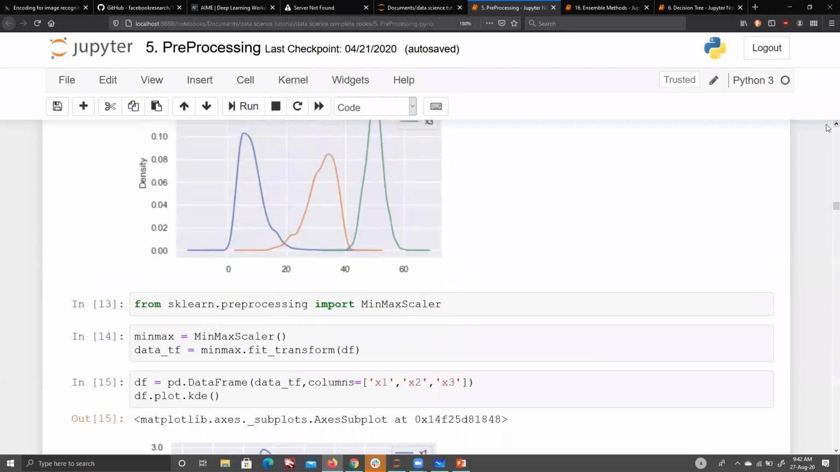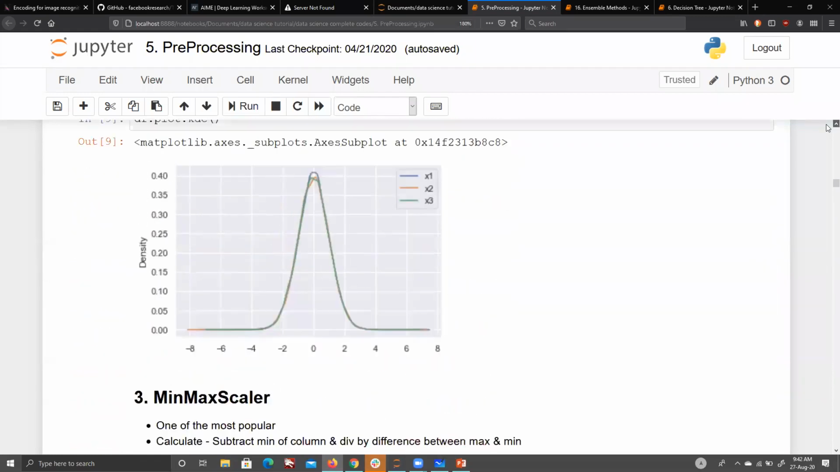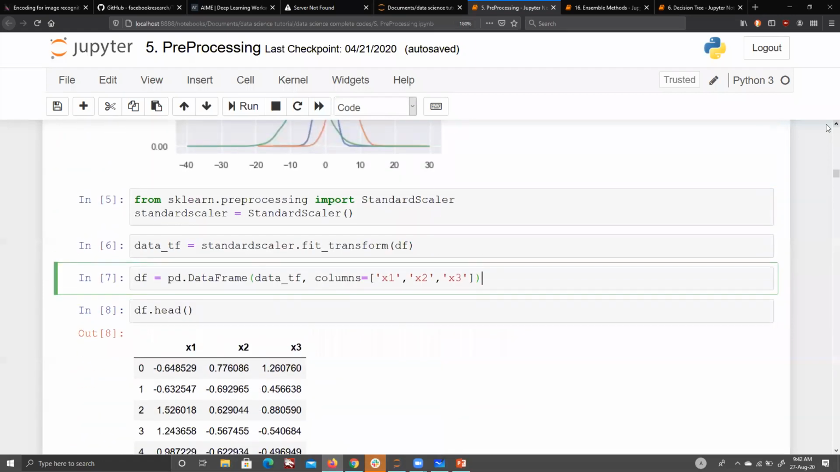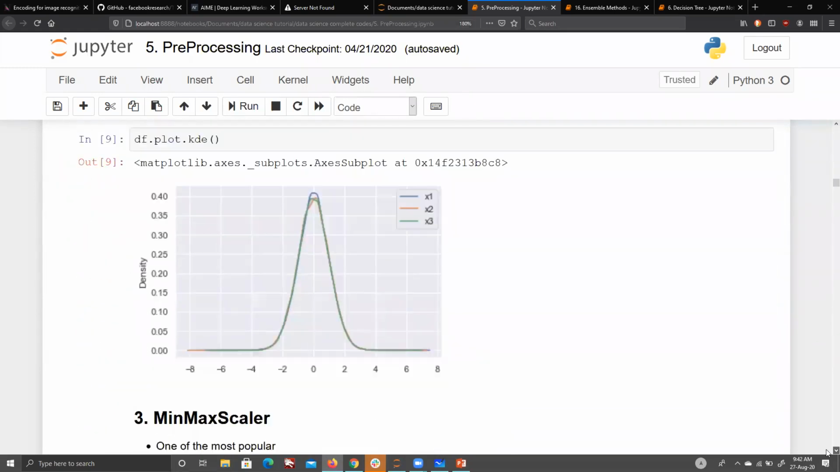Like in the previous example, here as well, you can see if we do not choose the columns, it will do it for all the columns immediately.